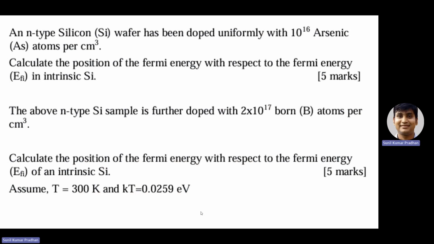Now next, if the above N-type silicon is further doped with 2×10^17 boron atoms per centimeter cube, then calculate the position of Fermi energy with respect to the Fermi energy of intrinsic silicon. Here the temperature is given as 300 Kelvin, that is room temperature, and kT is 0.0259 electron volt.